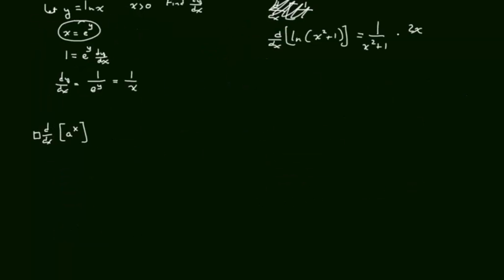Now let's take a look at the derivative with respect to x of a to the x. By a to the x, I'm saying that a is some constant greater than 0.